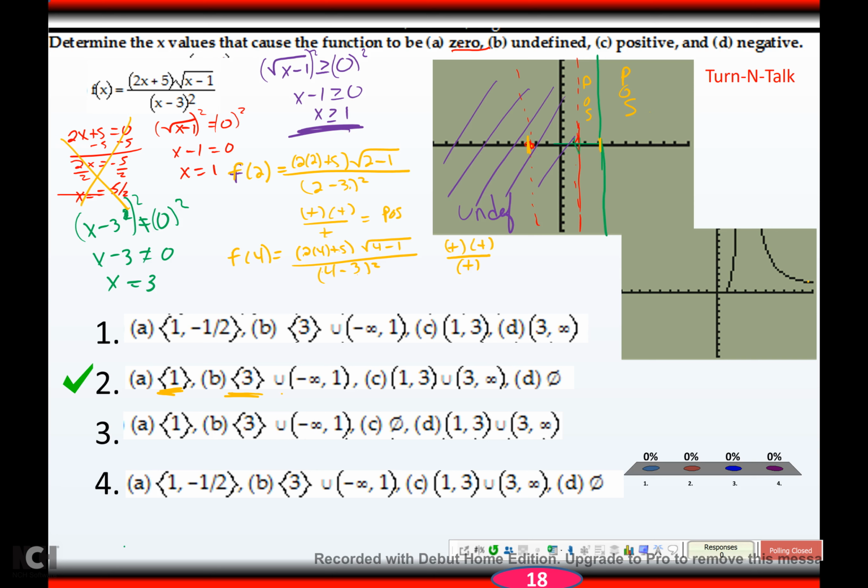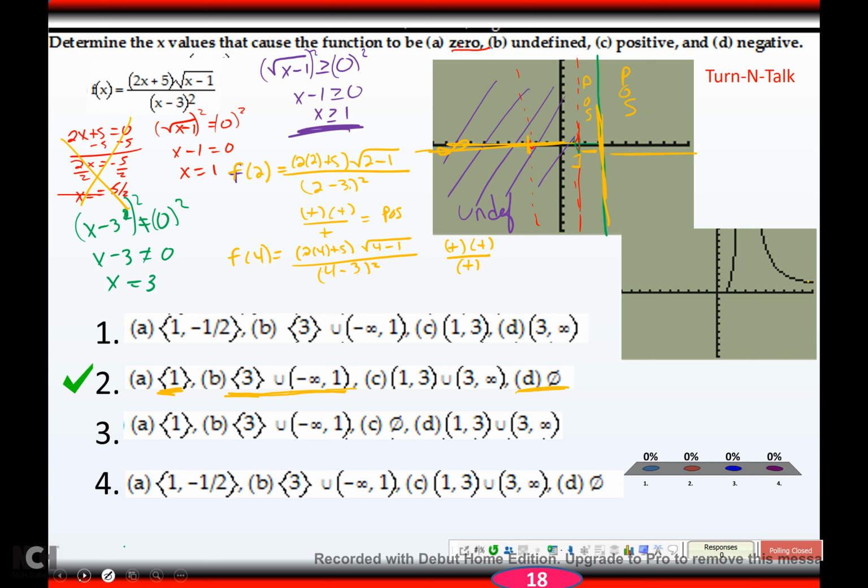And it's also undefined from, I think I missed one on the last problem, guys. I'm sorry. It's also undefined from negative infinity to positive 1. This is all undefined, and this is undefined. Okay? For C, where is it positive? Well, from 1 to 3, union 3 to infinity, and where it's negative is no solution.